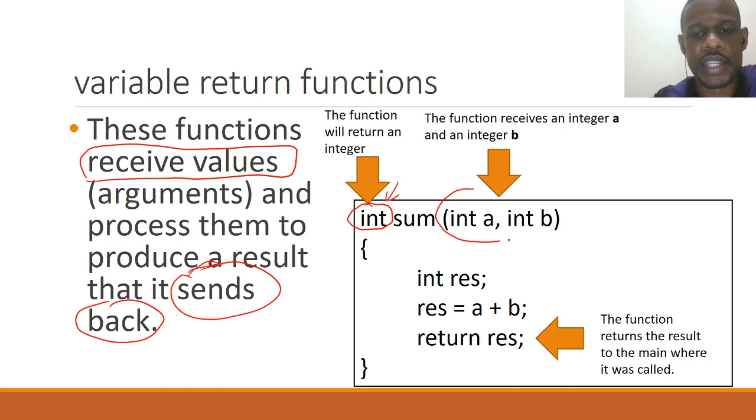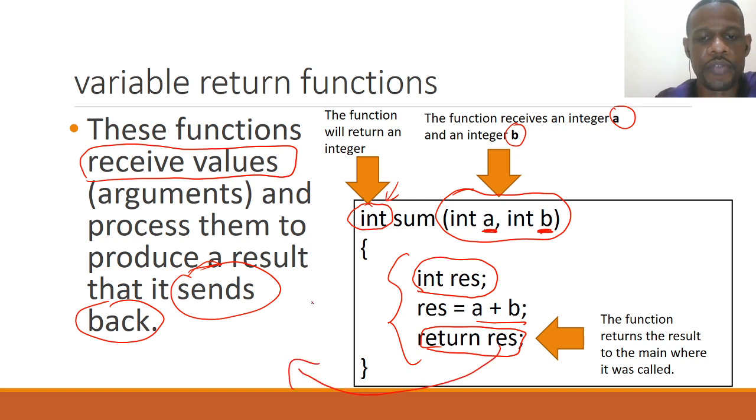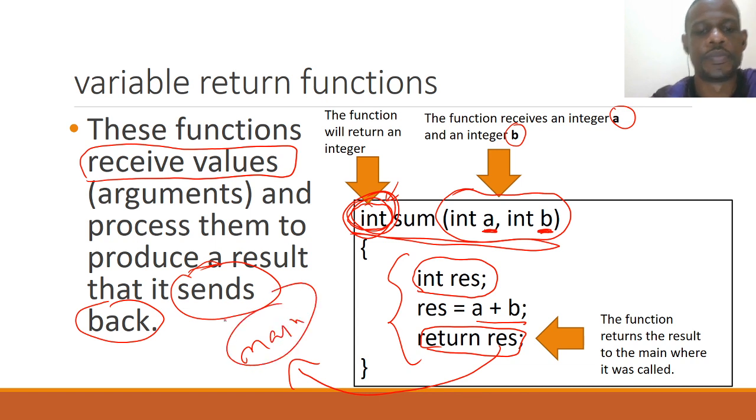What are the two things it's going to get? It's going to get an A and a B. When it gets the A and the B, it has to figure out what to do with the A and the B. So the main is going to send an A and send a B, and then in the function, you're going to create something called result or res. The job of this function is to create a result, add the A and B, and return the result. It's going to return back to the main, wherever the main came from, as an integer, because I said this function is going to return an integer. So the main will get it back like that.